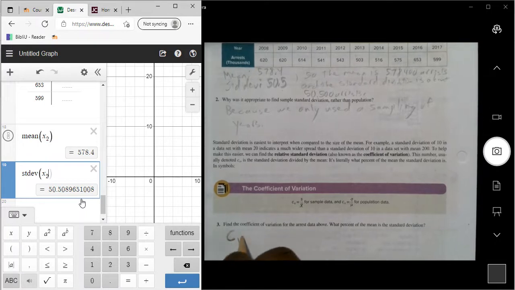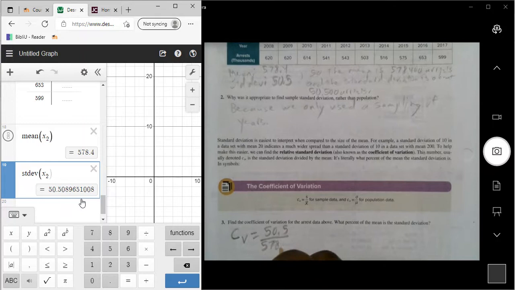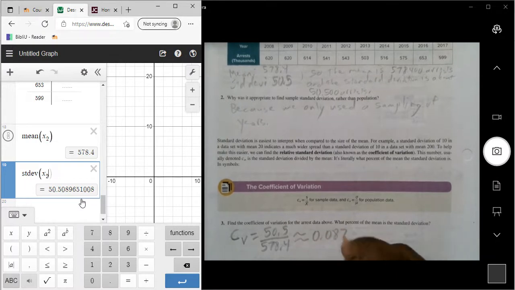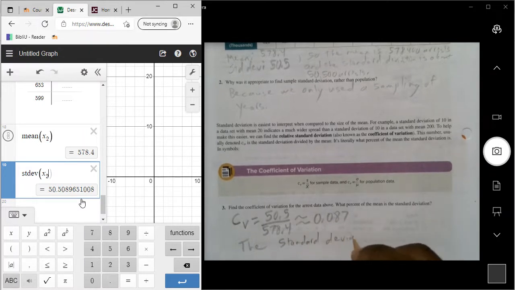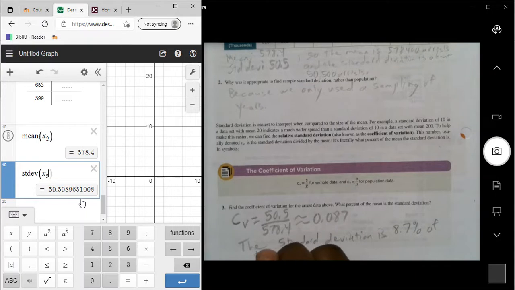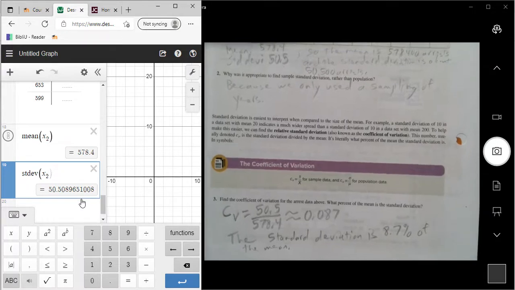So we would do C of V is equal to 50.5, which was our standard deviation, divided by 578.4, which was our mean. Now that would give us approximately 0.087. So we could say the standard deviation, if we change that to a percent, is 8.7% of the mean. So the standard deviation is 8.7% of the mean. Okay, now we move on to our next page.